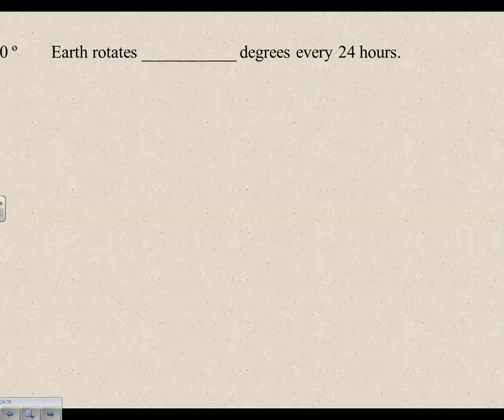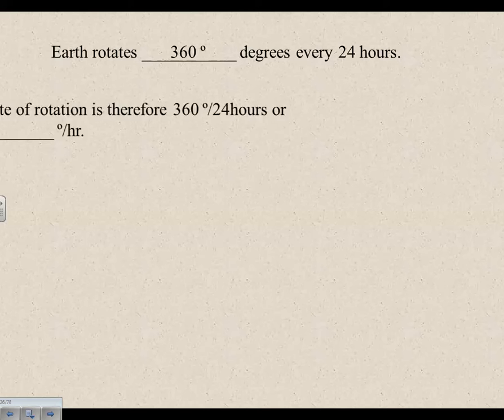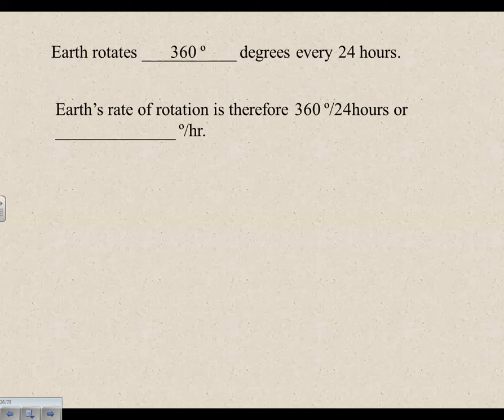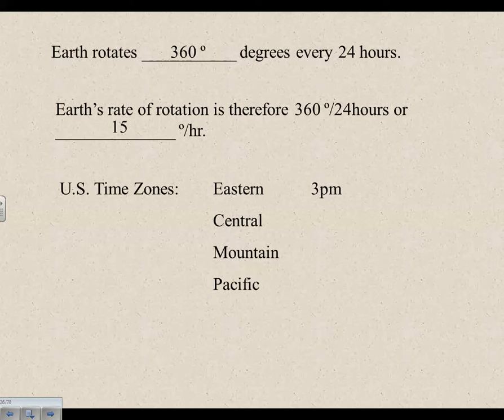Why 15 degrees? Well, remember that the Earth rotates a full circle every 24 hours. If you divide the full 360 degrees by how many hours in a day, we get how many degrees per hour the Earth rotates. So in 1 hour of time, the Earth rotates 15 degrees out of a full 360 degree circle. And after 24 hours, that adds up to 360 degrees.